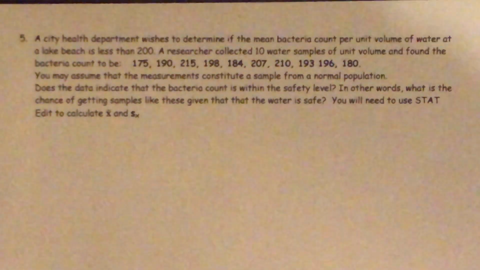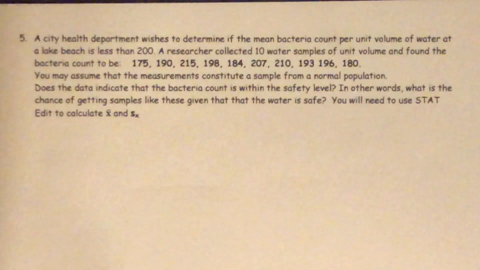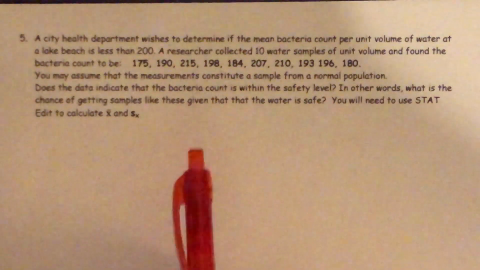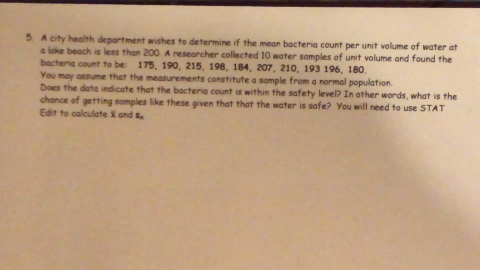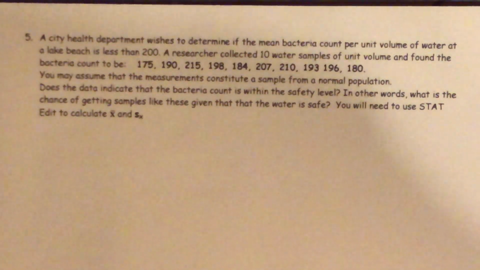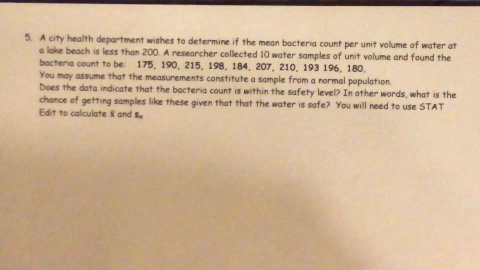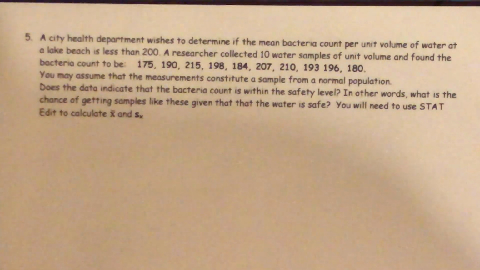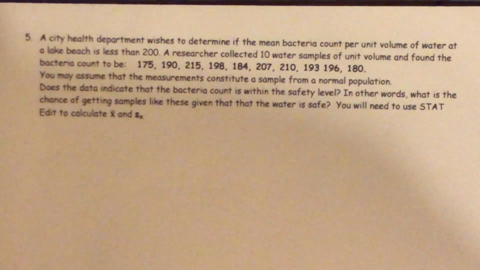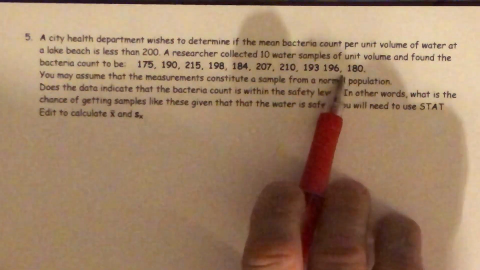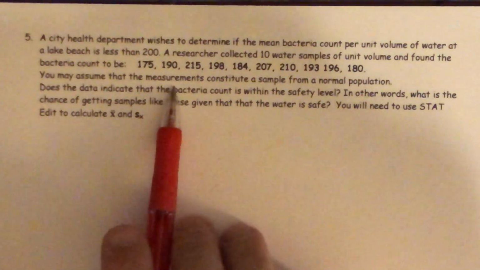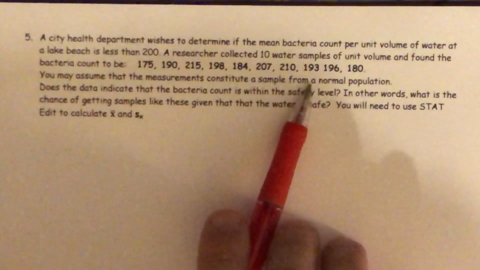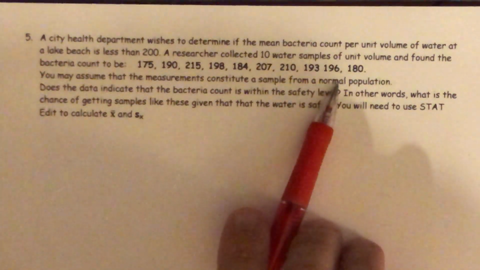Okay, still working with the t-statistic, but this time they gave us actual data. So we're going to take a look at this. A city health department wishes to determine if the mean bacterial count per unit volume of water at a lake beach is less than 200. A researcher collected 10 water samples of unit volume and found the bacteria counts to be these different levels of bacteria. You may assume that the measurements constitute a simple sample from a normal distribution.